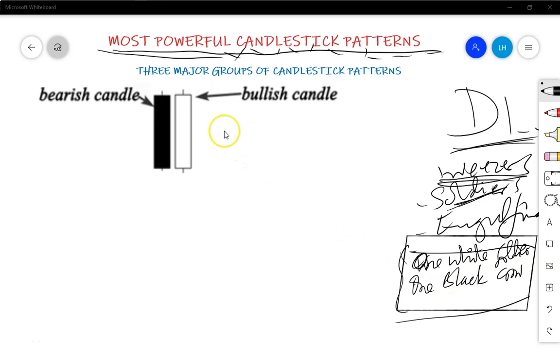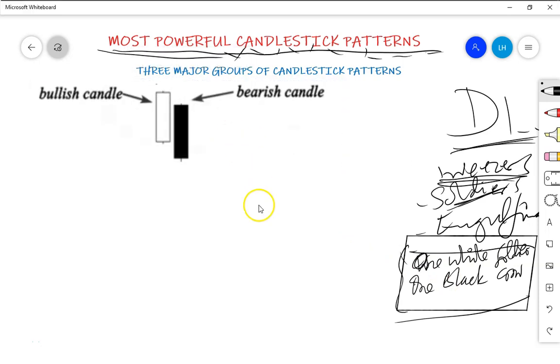Now let's start with the first category. This is known as a black crow, a one black crow. In a one black crow we expect a bullish candle to come first, then a bearish candle comes after, and it opens lower than the closing price of the bullish candle. It must be like that. In other words, there's a gap between those two candles.